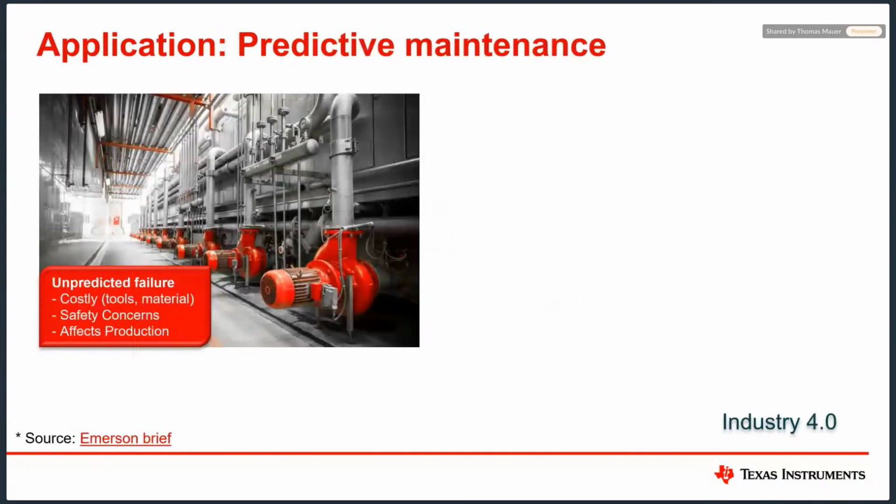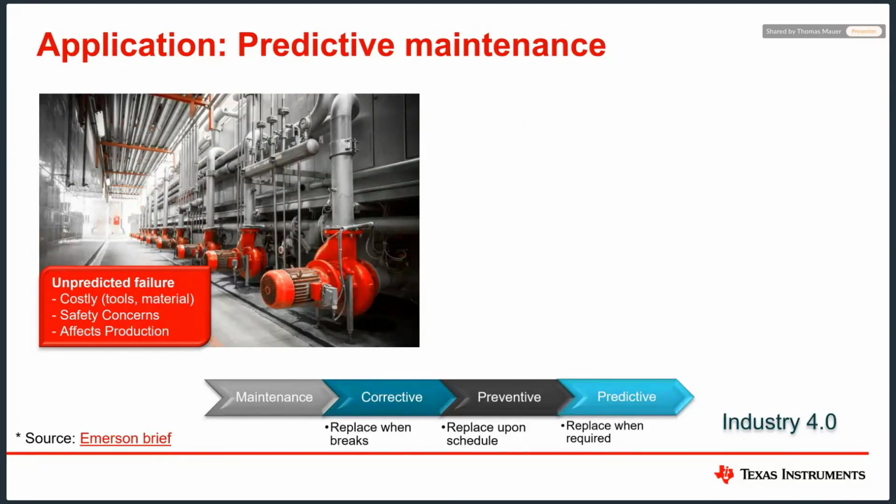the application we are now looking at is predictive maintenance. And predictive maintenance is a topic where if you're not doing predictive maintenance, you can have unpredicted failure. And this could be costly because the tools and material can basically break. We have then safety concerns because when it breaks, it may hurt a person. And it affects production because if something suddenly breaks down in the factory, you basically have like a production stop, which is not good to have.